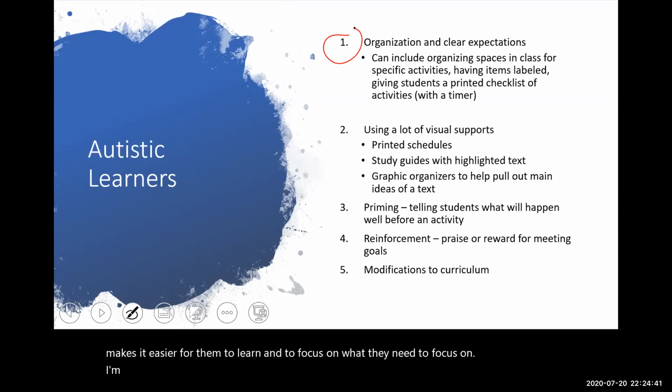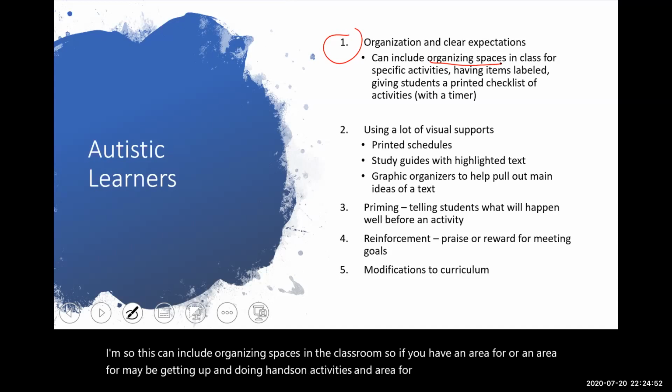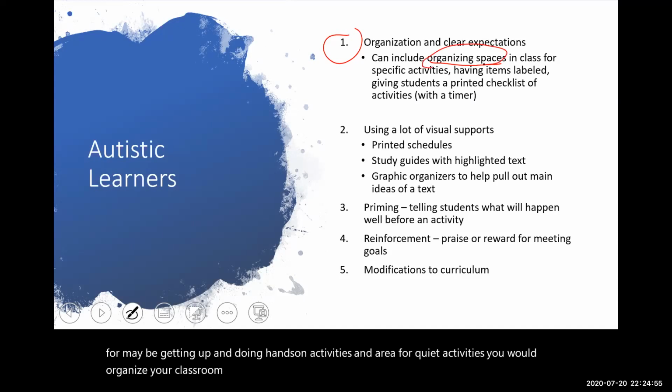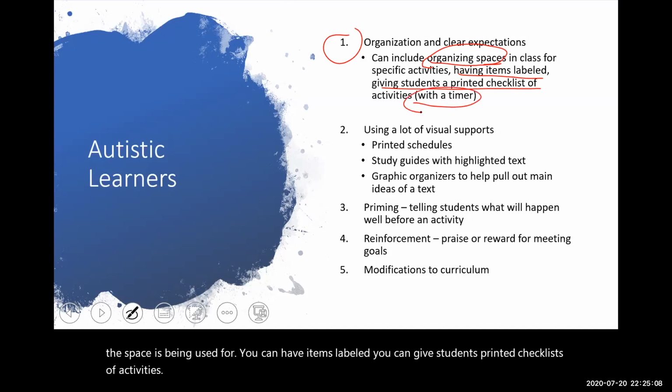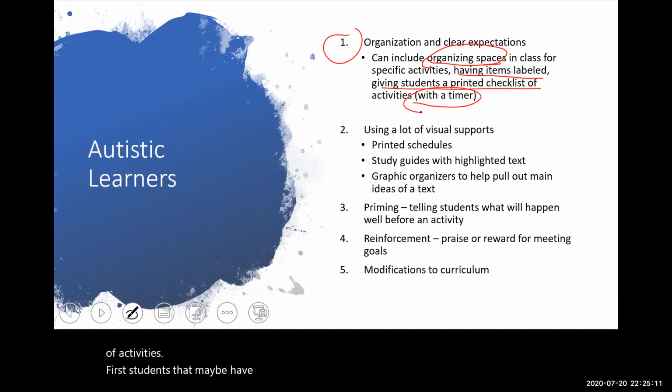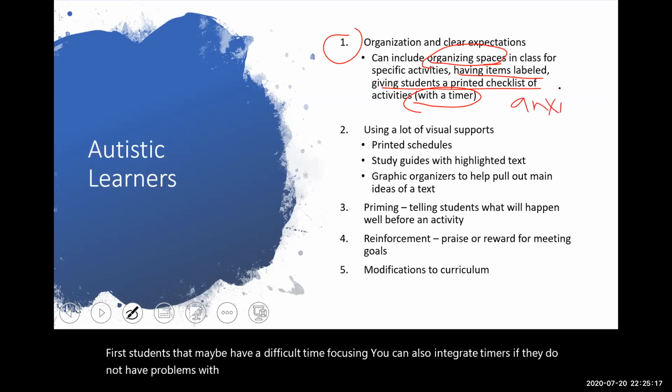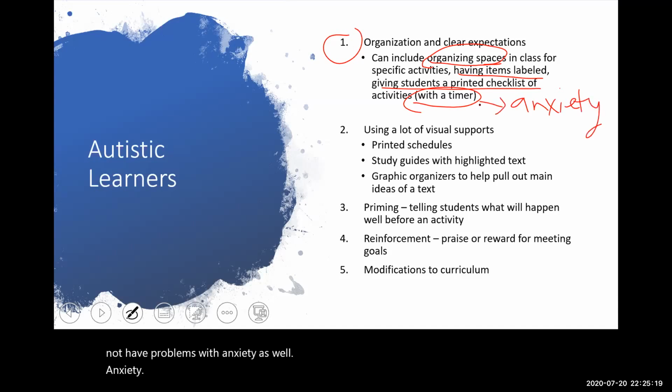So this can include organizing spaces in the classroom. If you have an area for art or an area for getting up and doing hands-on activities, an area for quiet activities, you would organize your classroom space accordingly to make it easy for the students to understand what the space is being used for. You can have items labeled. You can give students printed checklists of activities. For students that maybe have a difficult time focusing, you can also integrate timers if they do not have problems with anxiety as well. Anxiety with a timer may not work very well.